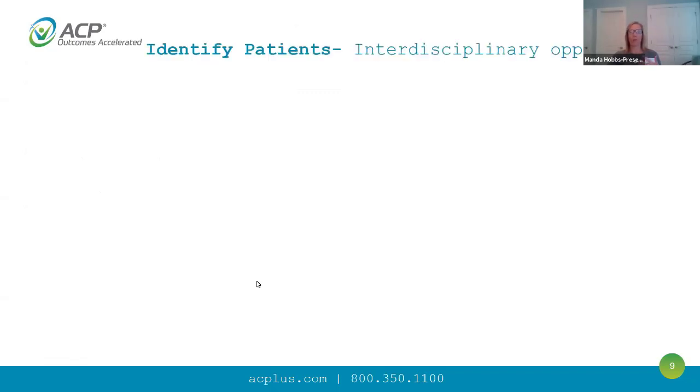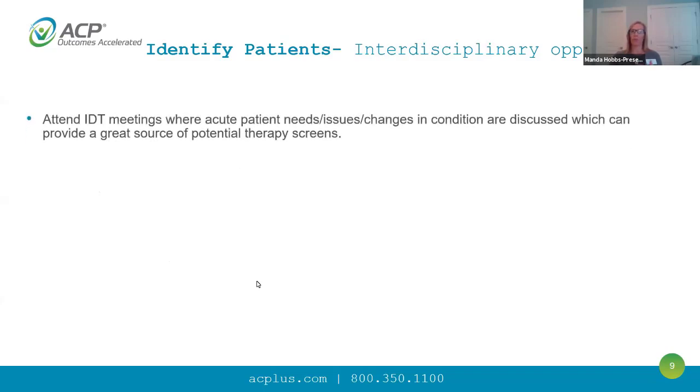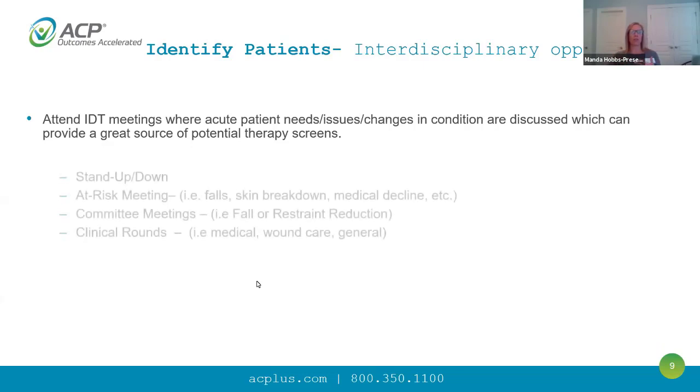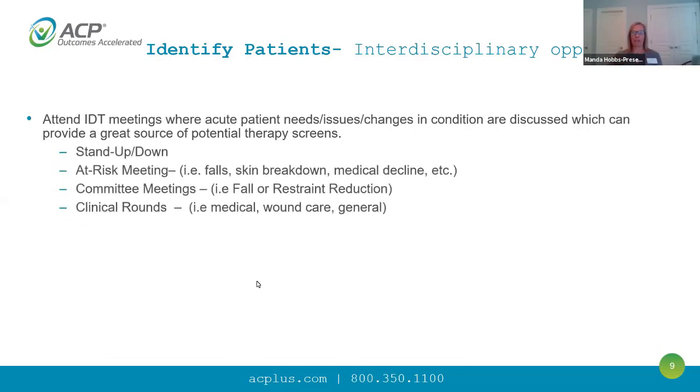There are also opportunities for you as a manager to help your therapist identify potential patients that might be appropriate for the programming. Many managers are already attending meetings where acute patient needs or issues are discussed. We're looking at changes in condition potentially, and these are a great potential source of therapy screens. So a lot of times we are already doing this.